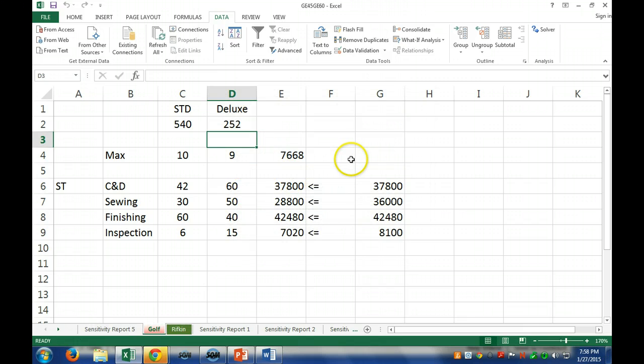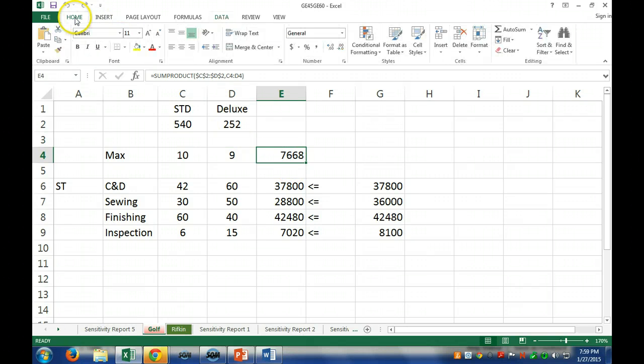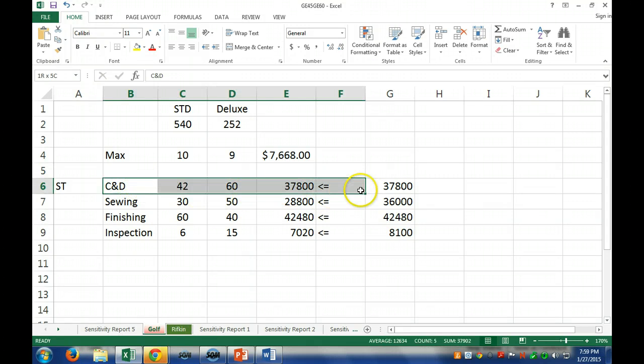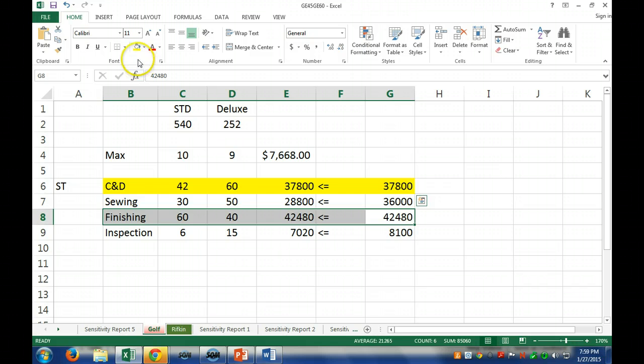Okay, so our answer is 540 and 252. Is that what you guys got? Seem right? All right. And it makes us a profit of, looks like $7 grand. Now, just looking at this solution, what is holding us back? What is binding? What's holding us back? What are we using all of? Just looking at this, not even looking at the sensitivity report. Yeah, we're looking at cutting and dyeing, right? That looks like we're using all of that. And it looks like we're using all our finishing time. It looks like we have surplus or slack sewing time and surplus or slack inspection time.